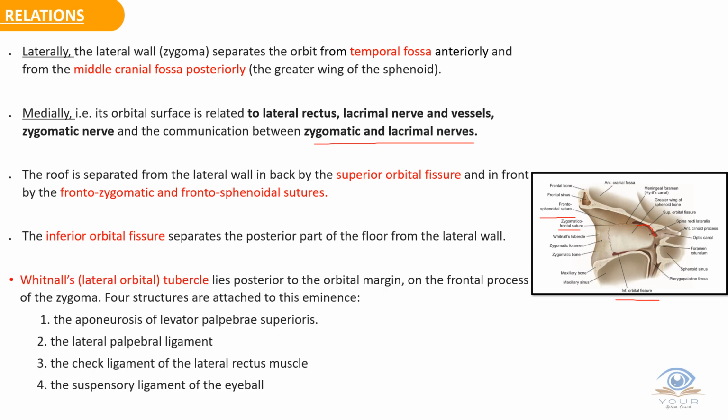Whitnall's or lateral orbital tubercle lies posterior to the orbital margin on the frontal process of the zygoma. The four structures attached to this eminence are the aponeurosis of LPS, the lateral palpebral ligament, the check ligament of the lateral rectus muscle, and the suspensory ligament of the eyeball. As I told you earlier, this is an important question.